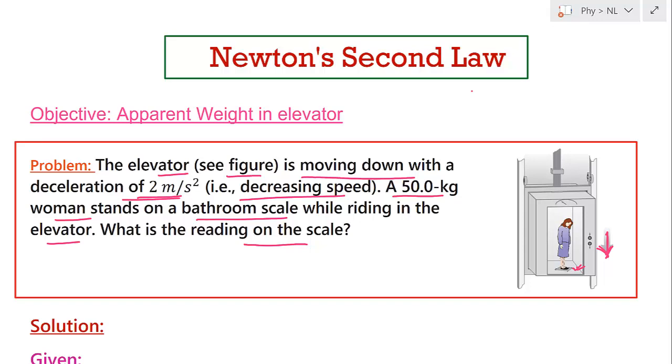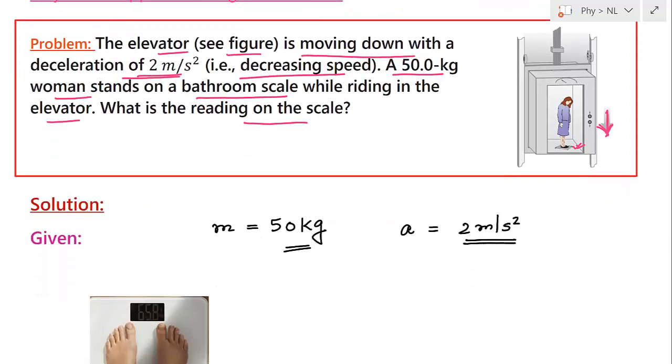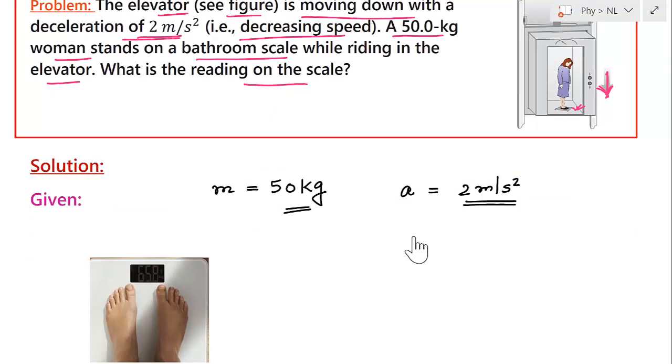So what are the things that are given in this case? So the first thing that is given is the mass of the woman, that is 50 kg. And the acceleration value is also given, that is 2 meters per second square. And we will see later the direction of this acceleration also. For the time being, the magnitude of acceleration is 2 meters per second square and the mass of the woman is 50 kg. And what is my target variable? My target variable is the normal reaction that the woman is applying onto this weighing scale.